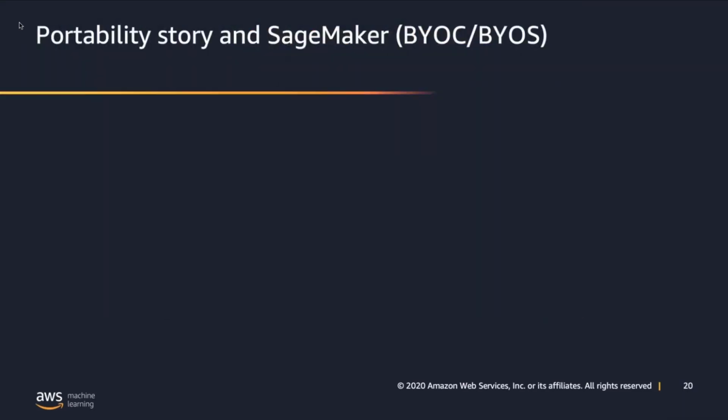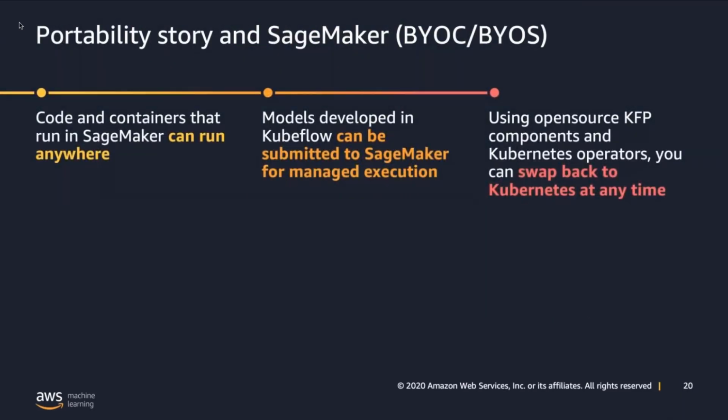And these tools ultimately still have the entire portability story intact. The containers that you built for Kubernetes can be taken into SageMaker, and vice versa. When you take a container to be ready for SageMaker, you can still pull it out and run it within your Kubernetes-based or container-based environment, as long as you specify the entry point and Docker file properly. Models that are developed in Kubeflow can be easily submitted for SageMaker for managed execution.